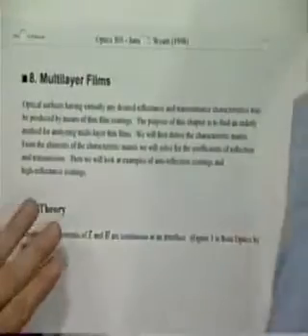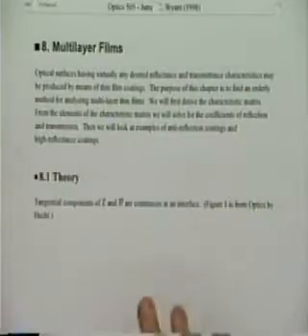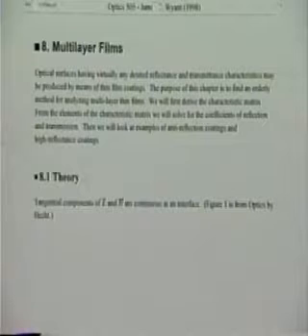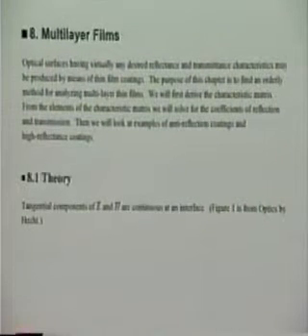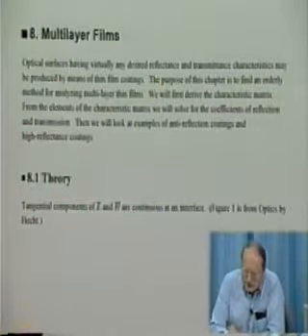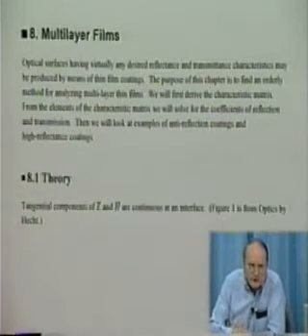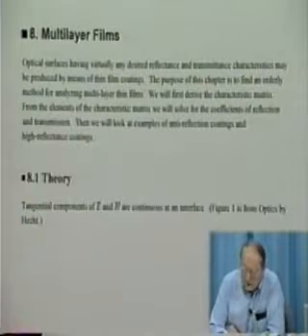So what we're going to do is, we have an optical surface, and this optical surface has some reflection. And we want to somehow change what that reflection is. And so we put thin film coatings on this surface to change the reflection and transmission for the surface. Sometimes we want zero reflection or very low reflection. Sometimes we want very high reflection.